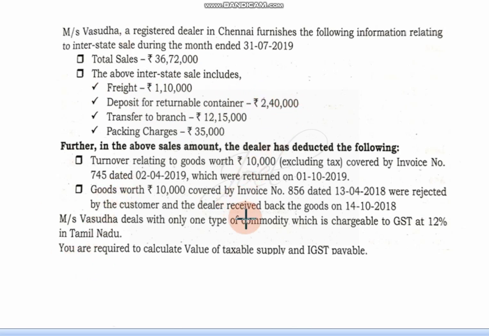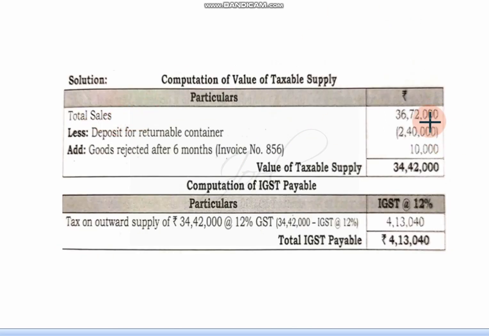So we will arrive at tax liability. So we'll see the solution. So this will be our solution. See, total sales, that is 36,72,000, which is reduced by deposit of returnable containers. In normal cases also we are deducting, since that is included in the sale price. So that's why we are deducting 2,40,000. One addition we have to do, that is rejected goods after 6 months, that is rupees 10,000. So when you adjust them, you will get 34,42,000, on which 12% GST we are supposed to calculate.